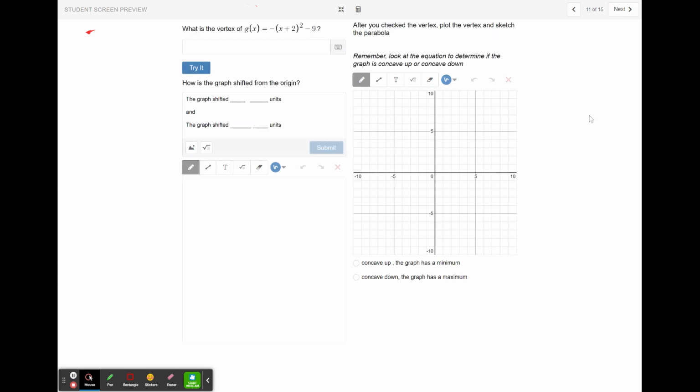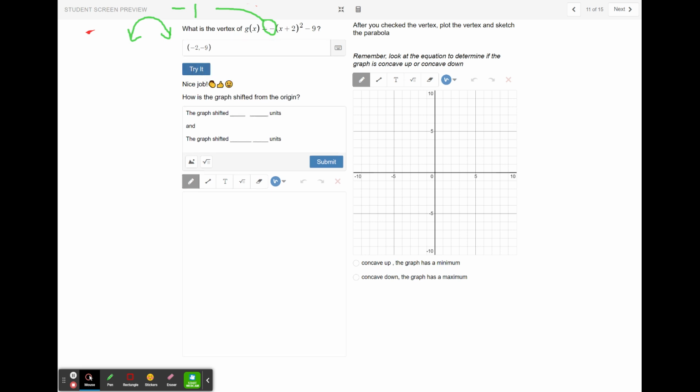Slide number 11, same idea. But notice now that this is a negative sign. What does that negative sign mean? It really means a negative 1 for right now. And that means our graph is going to be flipped upside down. That doesn't change anything about the vertex. The vertex is still the opposite of what you see inside the parentheses. So the H value is going to be a negative 2. And then the K is going to be exactly what you see.